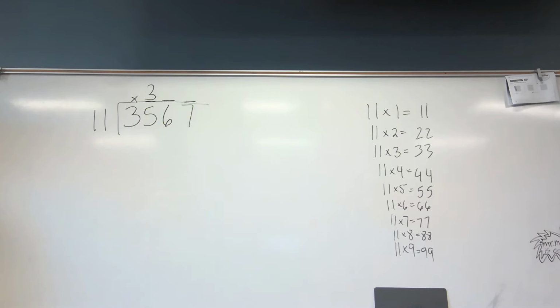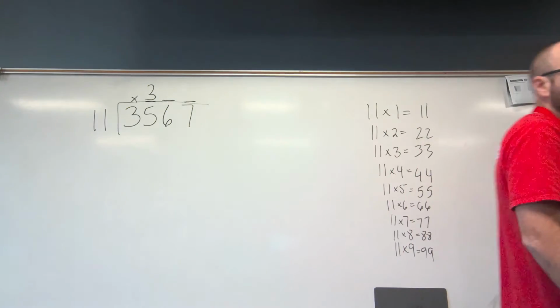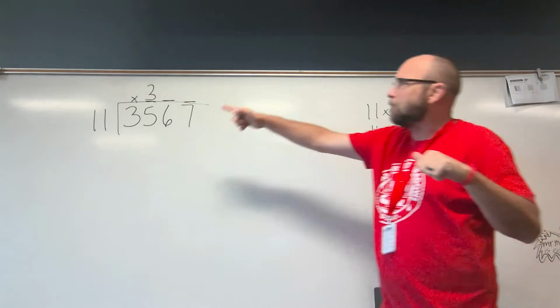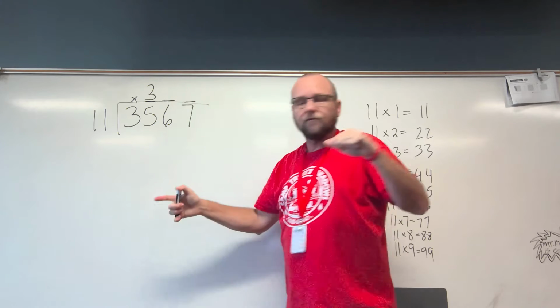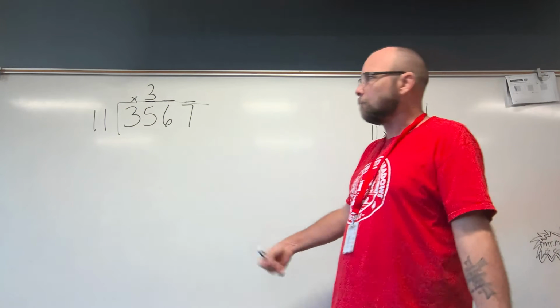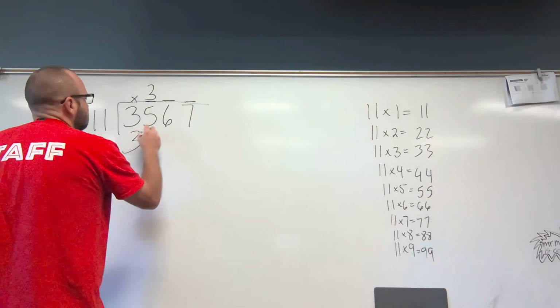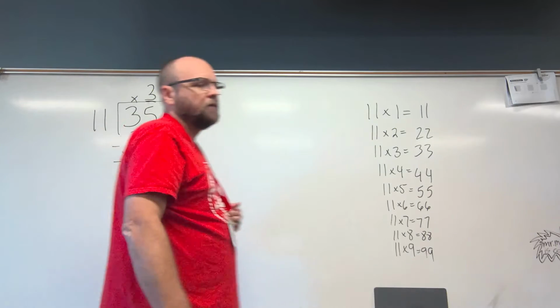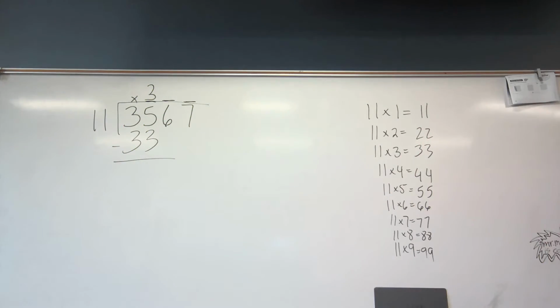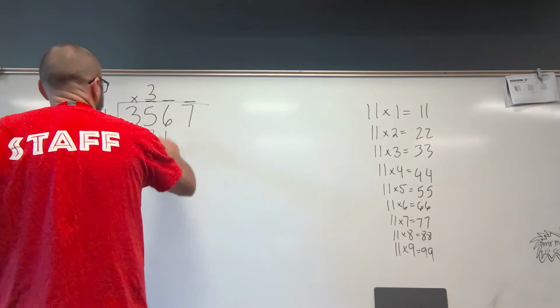I'm going to have 3 numbers in my quotient. I have to have a number above the 5, the 6, and the 7. Once I put a number in my quotient, everything after it has to have a number. It may be 0, but there has to be a number above it. So now 3 times 11 is 33. I have to find the difference between 35 and 33, which is 2.